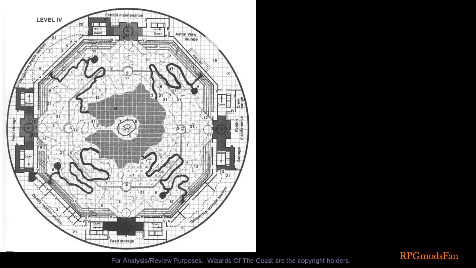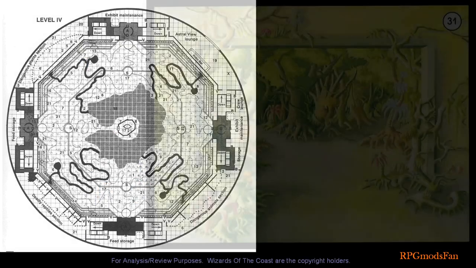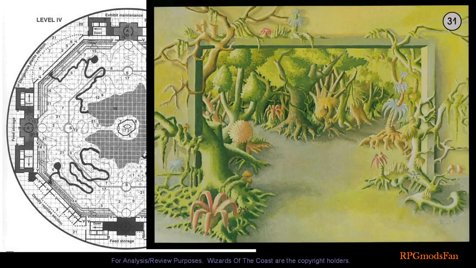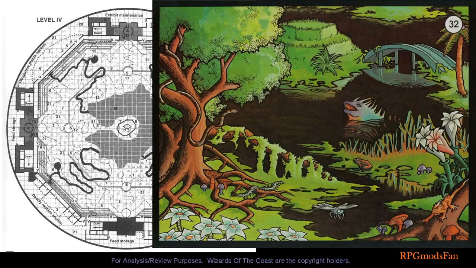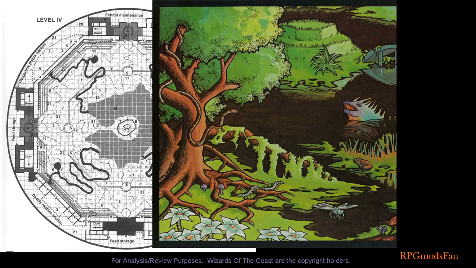Level 4 is a combination of being botanical gardens and of a menagerie. The huge central area is teeming with life. Vast areas are covered with foliage and plant matter. Small creatures, such as animals, birds, insects, reptiles, can be seen darting here and there.